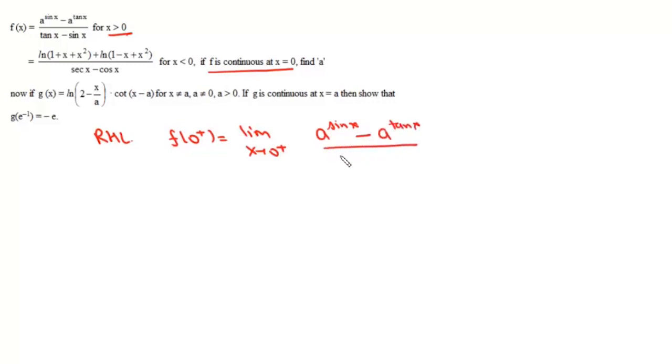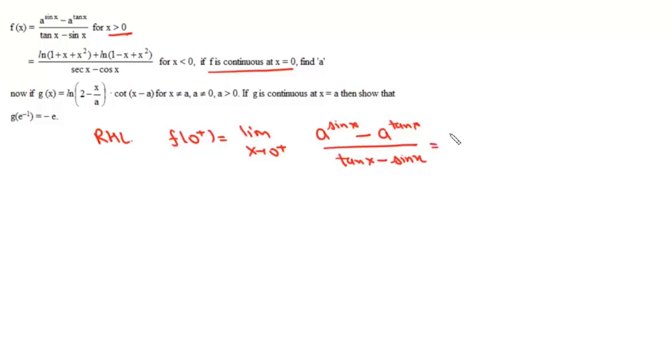Now here the question is, we are given this function f x and it says if f is continuous at x equal to 0, then find the value of a. Now if we find its right hand limit, then the right hand limit at 0 will be f0 positive and we can write this as limit x tends to 0 positive, and when x is greater than 0, that's the definition, a to the power sin x minus a to the power 10x upon 10x minus sin x. What we'll do is, we'll take minus a to the power sin x common.